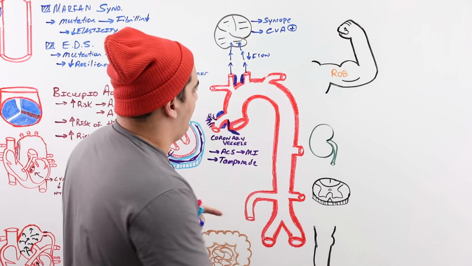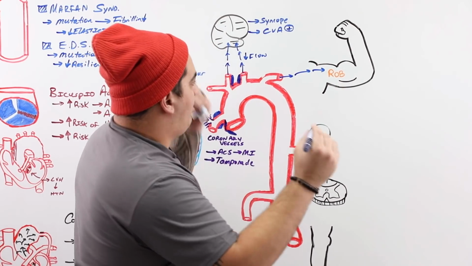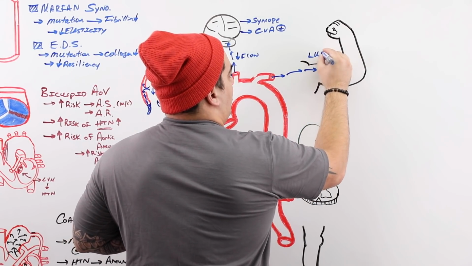But let's say that I had an aortic dissection going into my left side here, okay? And you know the left subclavian, right? So this is our left subclavian. Let's say that that's going to go and supply the left upper extremity, my massive left upper extremity.